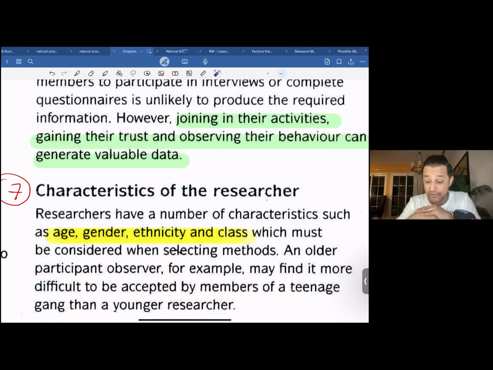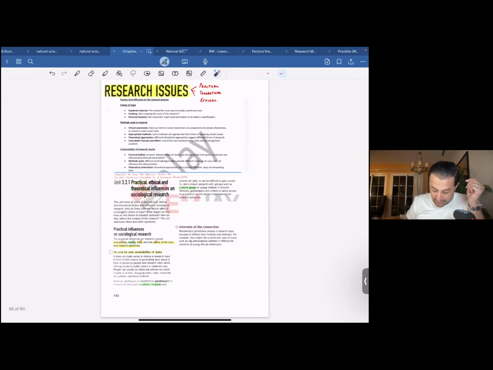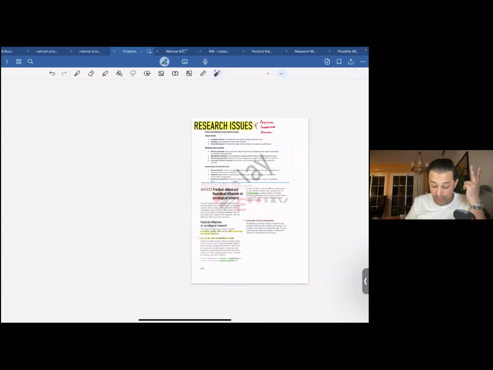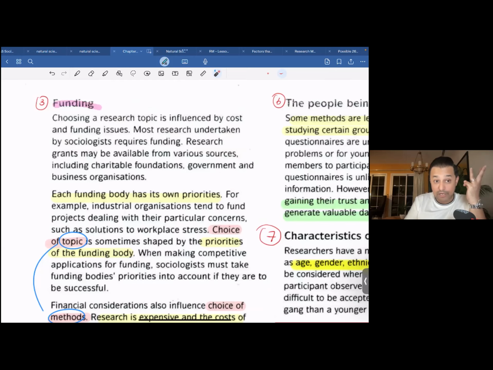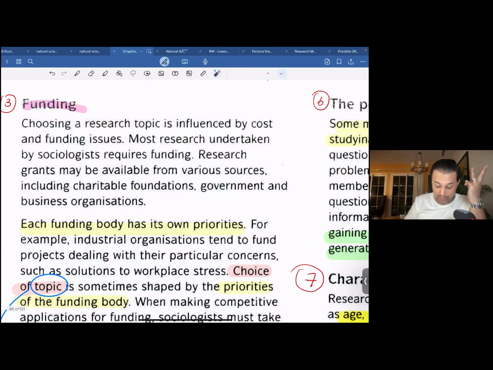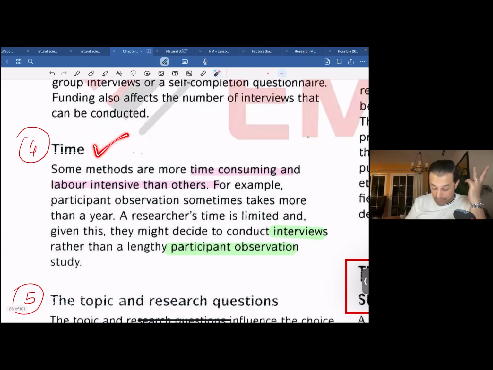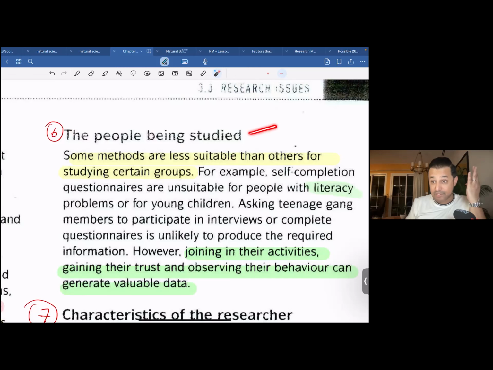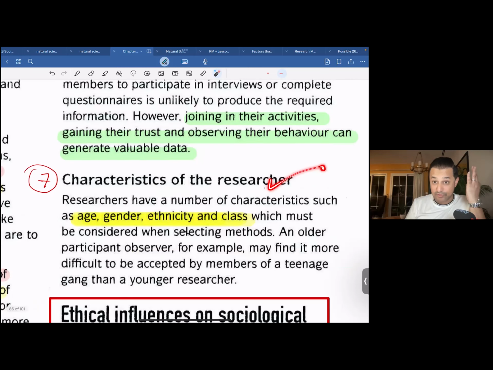So we just spoke about seven different practical factors that could affect a sociological research. To begin, we spoke about access and availability of data. Number two, the interest of the researcher. Number three, funding. Number four, the amount of time a researcher has. Number five, the topic and the research questions. Number six, the people being studied. And number seven, the characteristics of the researcher.